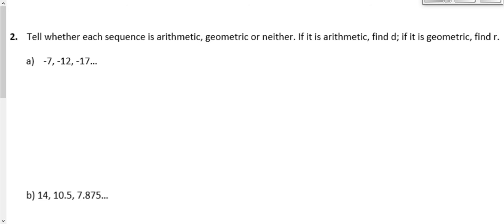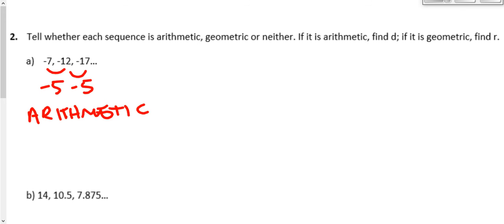The first thing we should check is to see if I can add or subtract to get from number to number. In this case, to get from negative 7 to negative 12, I can subtract 5, and I can subtract 5 again to get to negative 17. So it looks like this is a pattern, and the pattern is minus 5. That's going to tell us that this is arithmetic. Remember, arithmetic is when our pattern is plus or minus. So arithmetic, and the pattern is the d value. So in this case, d is negative 5.